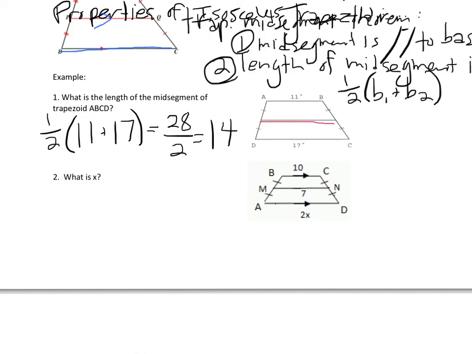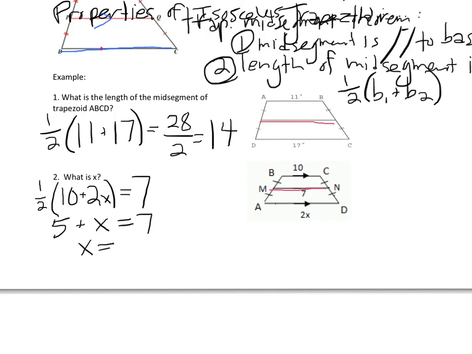And this one looks like it'd be trickier, but you're really just doing the same thing again. So you set it up and you say 1/2 of the sum of the two bases, so 1/2 times (10 plus 2x) is going to equal the length of the mid-segment, which we're given in this one. It's that 7 here right in the middle. And then we would just solve for x. So I like to go ahead and distribute right away. So 1/2 times 10 is 5. And 1/2 times 2x is just x, because 2 over 2 is 1. And then you just subtract 5 from both sides to get 2. So x equals 2.